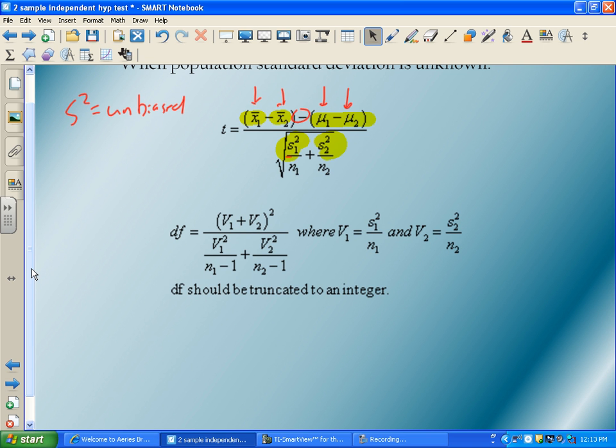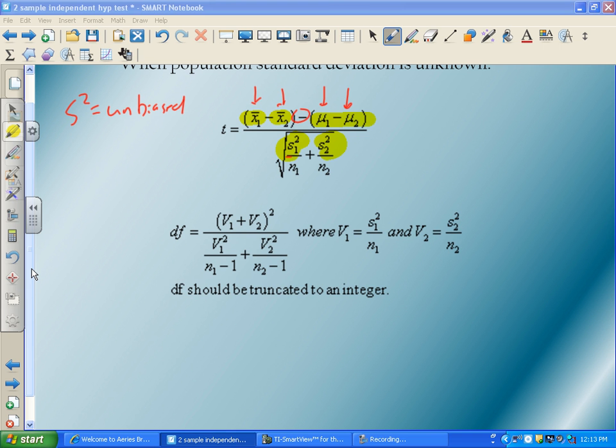Do you agree if we had the standard deviation from sample 1 and the number of people in our sample, we could plug these values into this equation and calculate the degrees of freedom? You guys agree with that? Okay. You don't have to do it. Your calculator will do it for you. The catch is your degrees of freedom need to be truncated. Now, truncated is a word that I haven't used a lot in this class. I don't think I've ever used it.